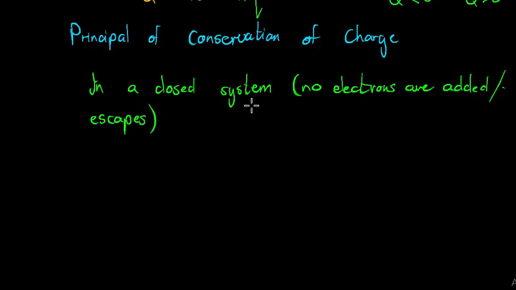Okay, in a closed system, so I can have 100 objects, but I consider all of the 100 objects as one system, and the quantity of electrons that all of them have, when I add it together, at no point can there be more or less electrons. That's what we mean by no electrons are added or escapes. It doesn't mean electrons don't go from one object to another object. It simply means that in the system the total electrons stay the same.